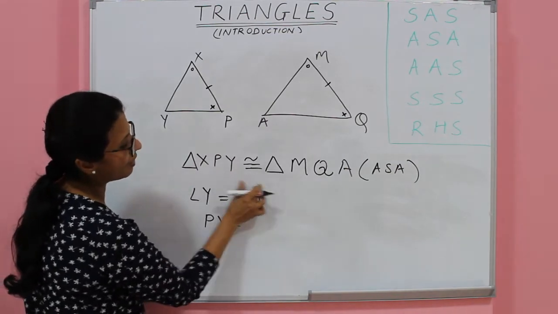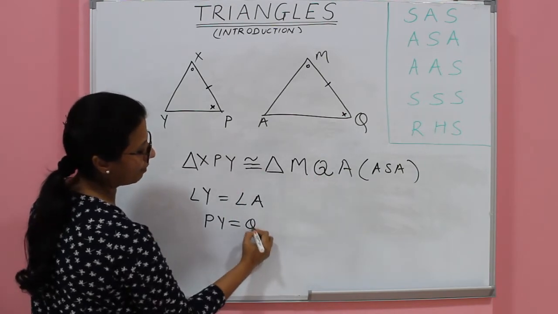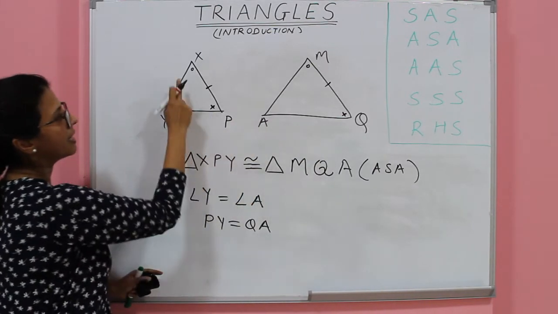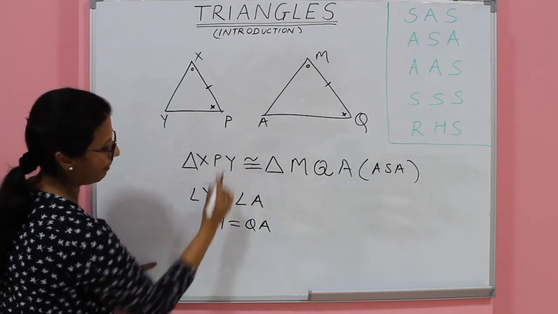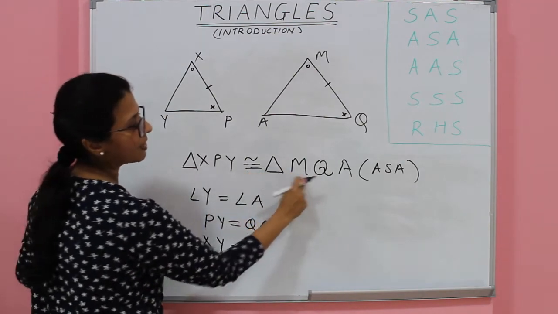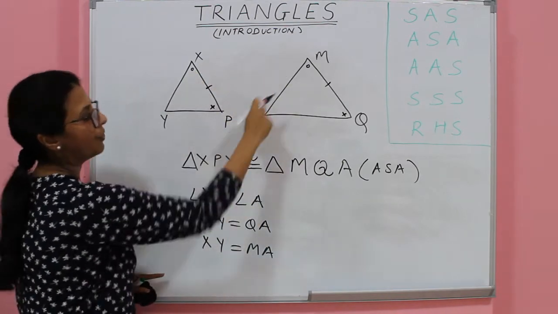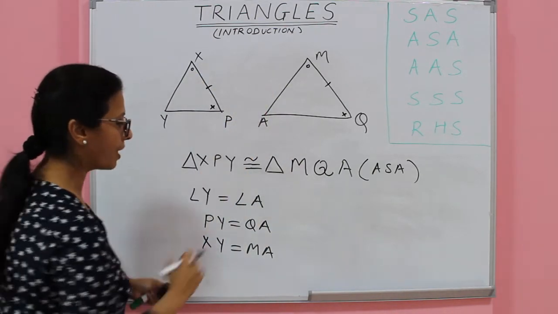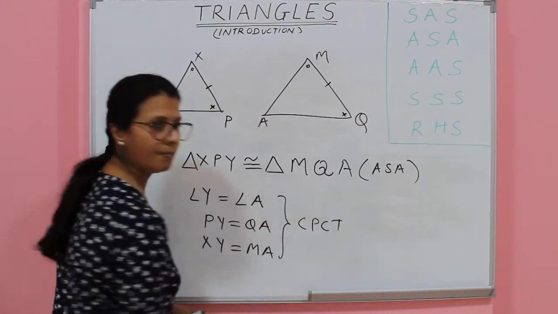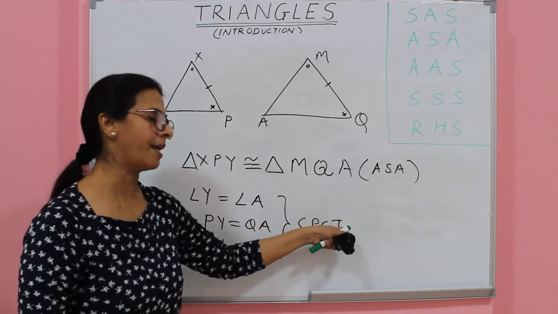PY should be equal to QA. Second and third should be equal to QA. And the next one is XY. X and Y, first and third should be equal to MA. XY should be equal to MA. This is the way in which you are going to write the remaining parts, and this is how you get the remaining parts by CPCT, that is, corresponding parts of congruent triangles.